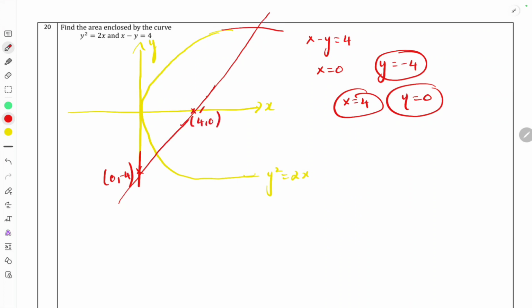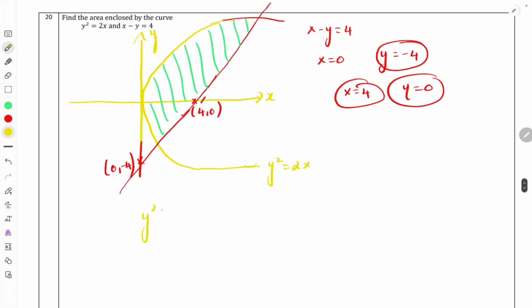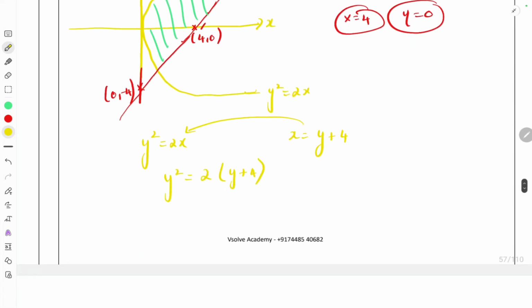Enclosed they are asking, with this only two curves we have, one is curve equation parabola and line equation. Enclosed, closed means this region they are asking, this region we have to find. So after shading we have to find the point of intersection. So point of intersection, y square equal to 2x we have, and x is equal to y plus 4. Substitute this x value here, so y square equal to 2 times y plus 4. So it will be y square equal to 2y plus 8. So it will be y square minus 2y minus 8 equal to 0.